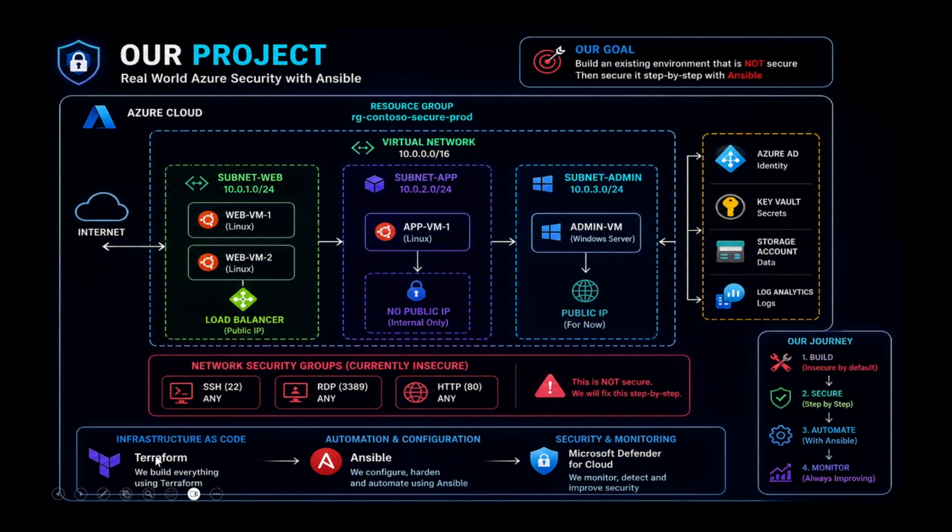So first, we will use Terraform to build the infrastructure automatically. And if you are new to Terraform, I already have another Terraform series on this channel where I explain it step by step. Then we use Ansible to configure systems, apply security, patch servers, and automate everything. And finally, we monitor and improve the environment using Azure Security tools. So our journey is simple. We build, we secure, we automate, and we continuously improve our environment.